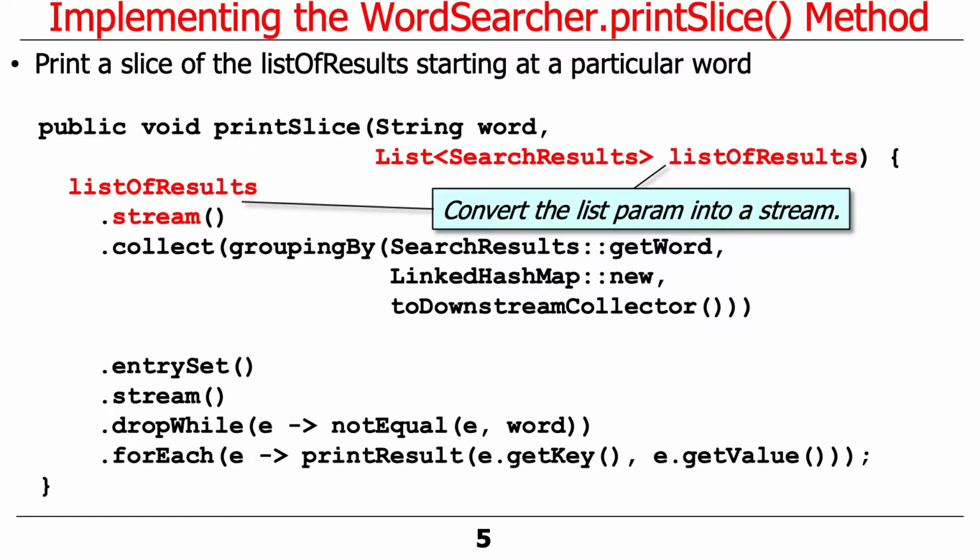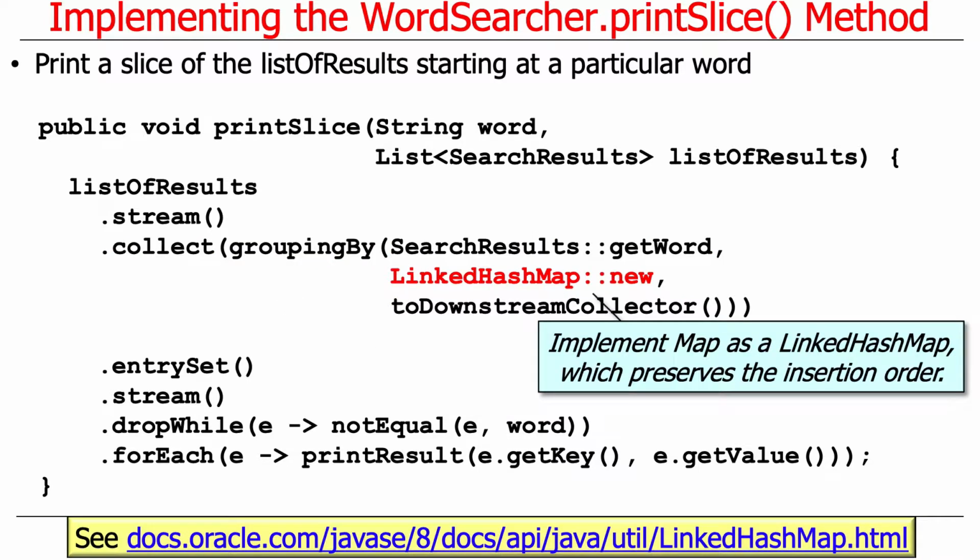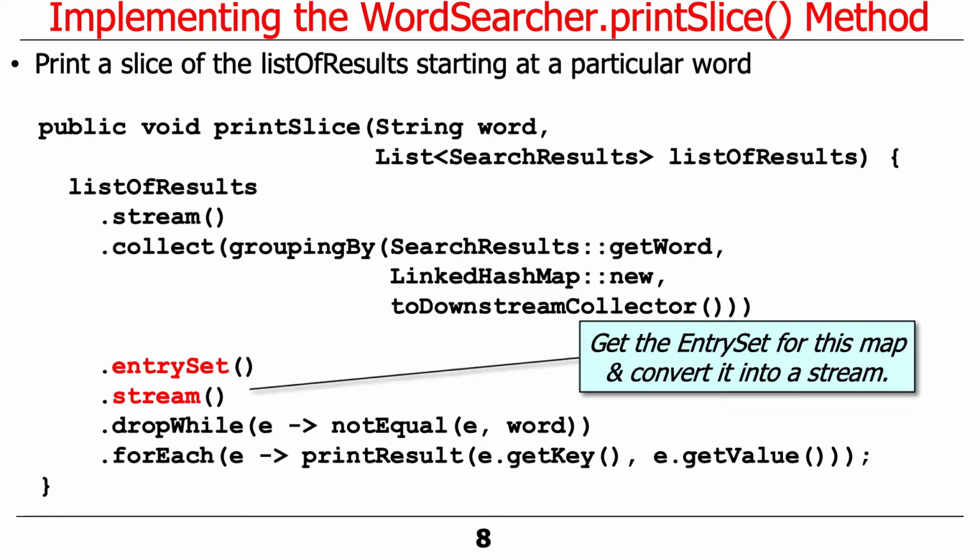And as you can see here, we take our list of results, convert that into a stream. We go ahead and call the groupingBy factory method, which returns to us a map, which will be implemented by linked hash map, as we'll see, that will have this as the key and this as the values. Linked hash map preserves the insertion order, as we talked about before. And as we also talked about before, toDownstream_collector is going to be used to convert these things into a list of results that are merged.